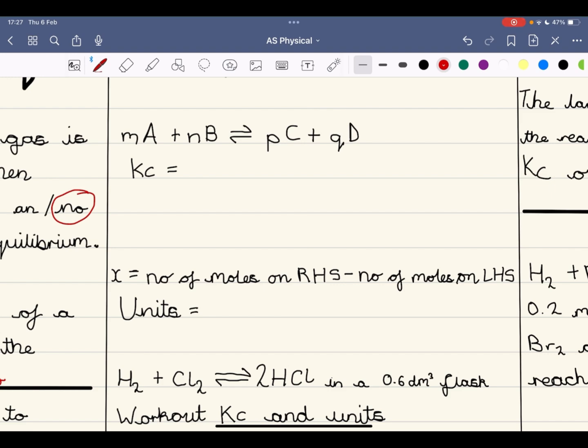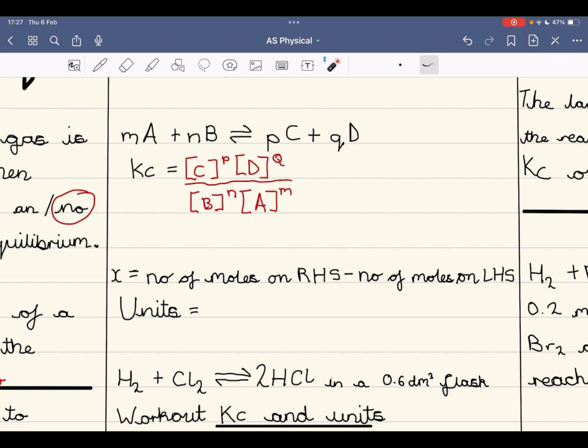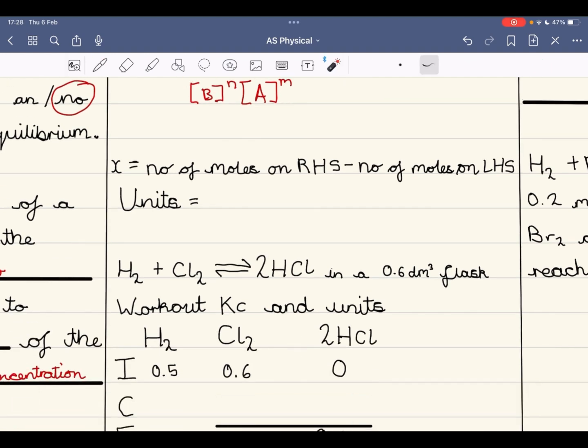The Kc expression for this reaction would be, alright, so you do the products over the reactants, and then you have your actual substance inside the brackets, and then you have your mole number as the power. So for the units, we do the moles on the right hand side minus the moles on the left hand side, and then we let that equal x, and then we do moles per decimeter cubed all to the power of x.